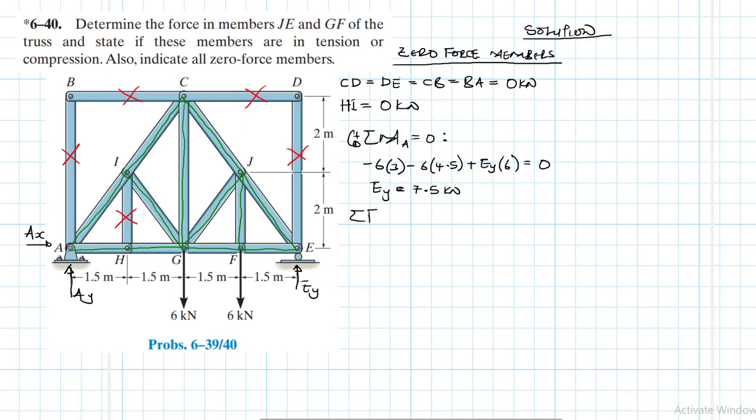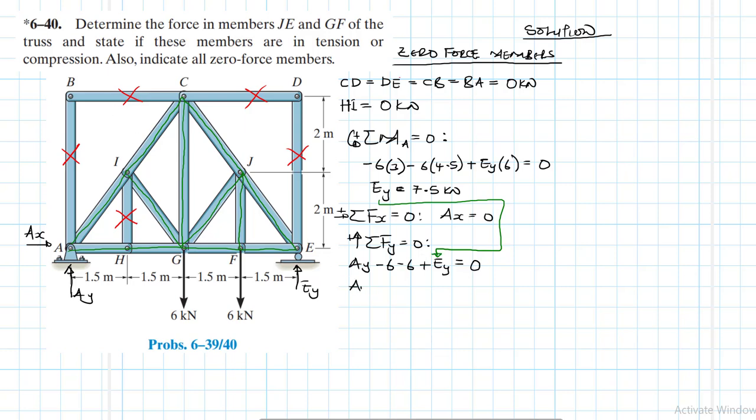Okay, then we have summation of forces in the X. We already know what this result is. Ix is going to be equal to 0. Then summation of forces in the Y equal to 0. Okay, what do we have? We have AY minus 6 plus EY is equal to 0, right? But we've already found what EY is. This one here, we've already found this. Okay, so there we go.